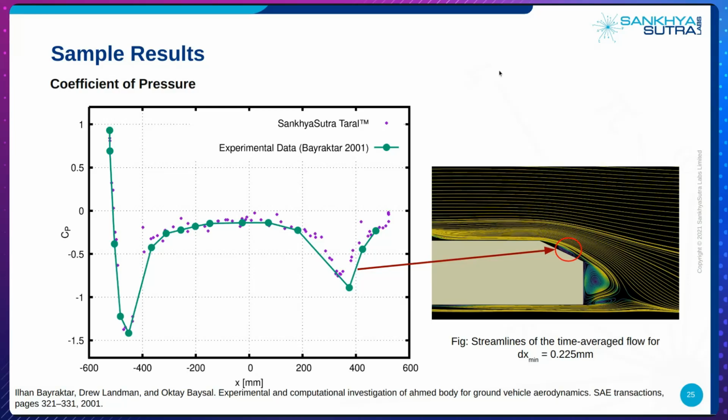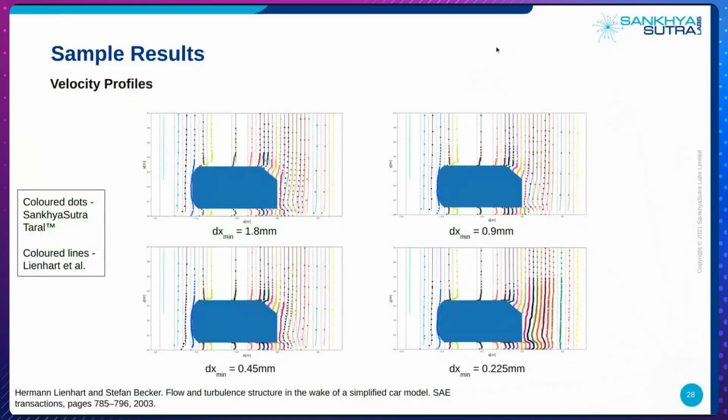So these are the velocity profile results that I had spoken about. This is basically the time averaged slice data. So from a dx min of 1.8 mm to 0.225 mm, you can see an improvement in the results.